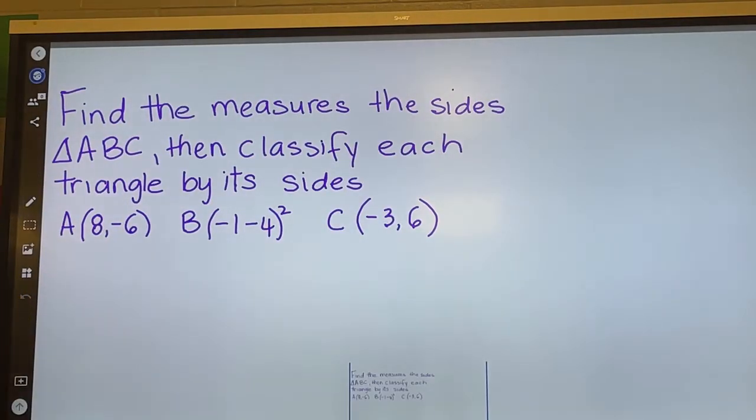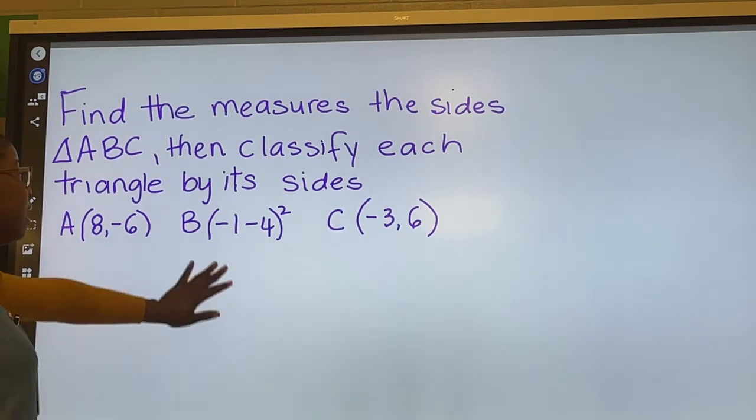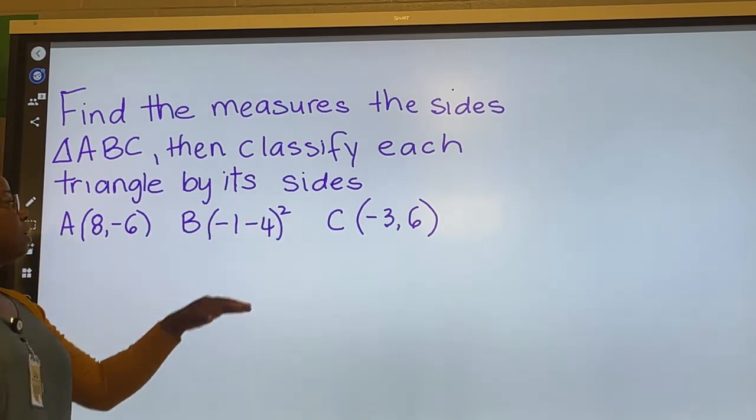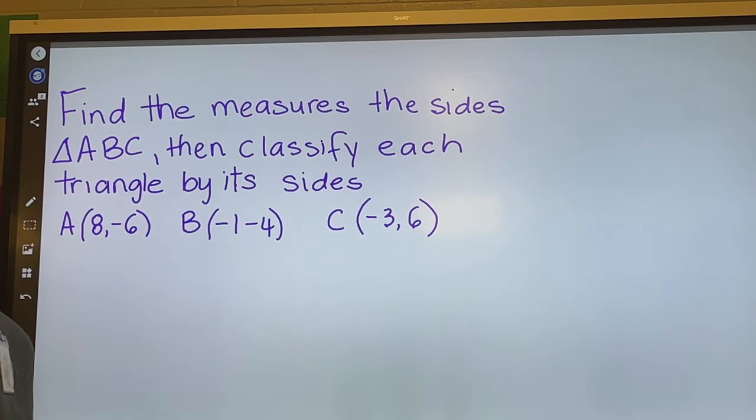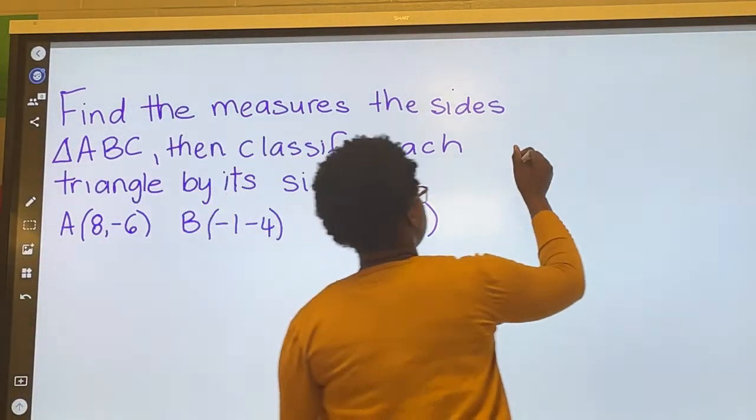So find the measure of sides ABC, then classify each triangle by its side. So I think I skipped one page over. So with this one, you have two ways of doing it. You either graph this with these two points, or you can use the distance formula to find it.